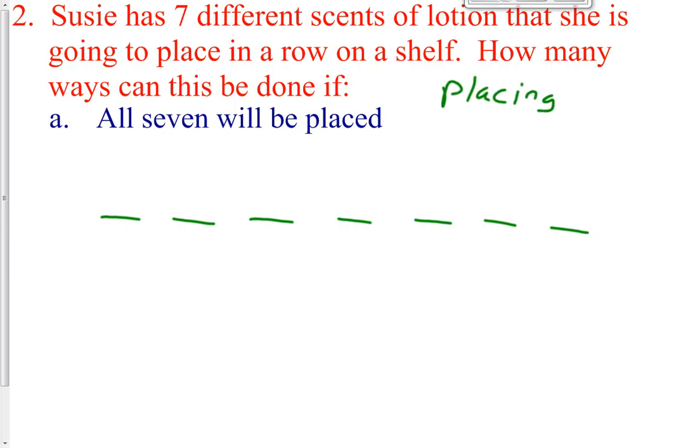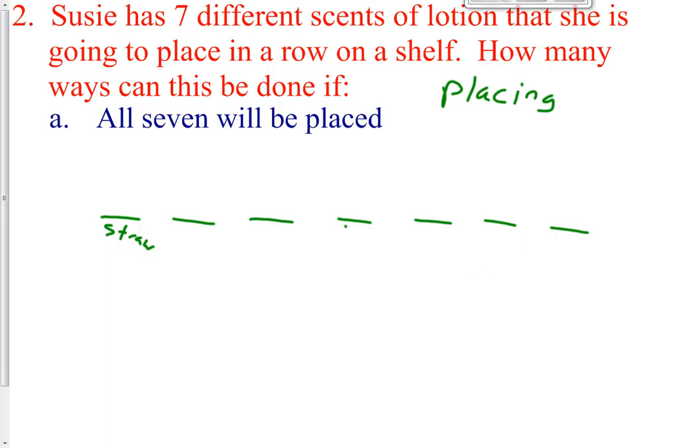This is where the order matters, because let's say one of the scents is strawberry. If she puts strawberry here, she cannot put it here or here or here or here or anywhere else. Once she places it in one spot, it's stuck there. So when you're placing them on a certain shelf or in a row or something like that, it's going to be a permutation every single time.